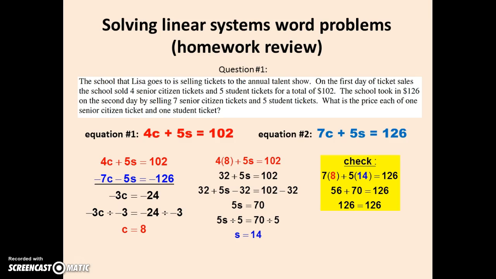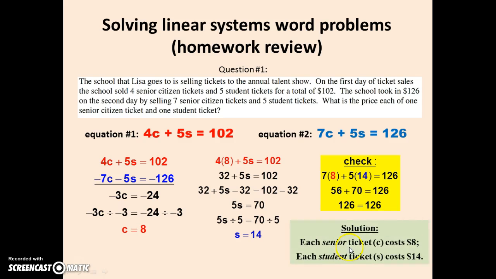But we need to write down what our solution is, guys. The problem is not over until you write down the solution. And the solution has meaning here, so don't just write a point. Each senior ticket costs $8. And notice I put the C here just to tell everybody that my variable C represented senior. And each student ticket, variable S, costs $14.